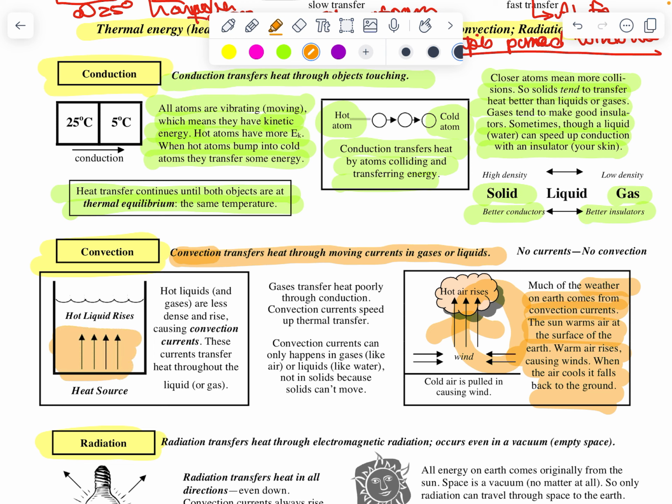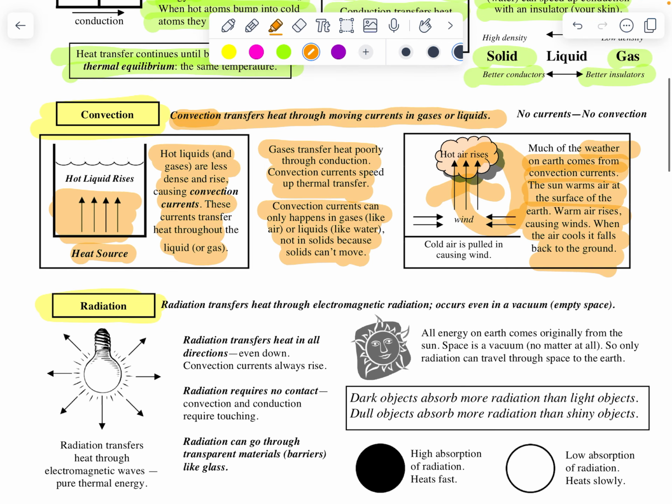Hot liquids rise, and we get convection currents in oceans. Gases transfer heat poorly through conduction or convection. Convection currents speed up thermal transfer. Convection currents can happen in gases or liquids. They can't move in solids because solids are held in a rigid state. So convection is what happens in a convection oven that blows your air around. It happens for air currents whenever you have wind, and it happens in ocean currents like the Gulf Stream.